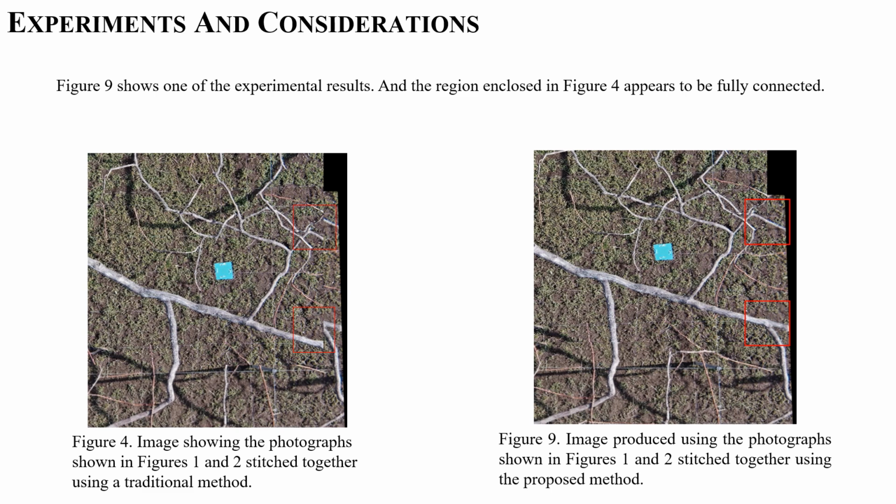Figure 9 presents one of our experimental results. As you can see, the region enclosed in Figure 4 appears to be seamlessly connected. Notably, in Figure 4, the upper red box highlights a misalignment spanning 4 or more cordon widths, while the lower red box points out a misalignment of 3 cordon widths. However, these imperfections are entirely rectified in Figure 9.